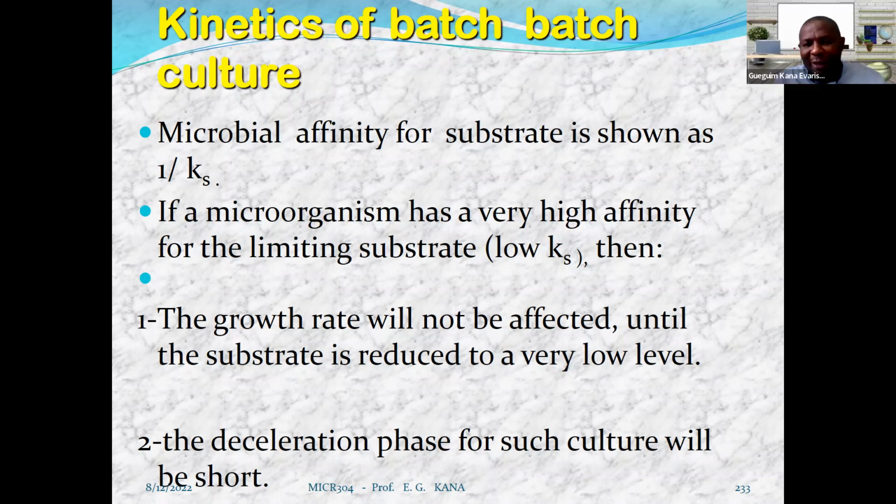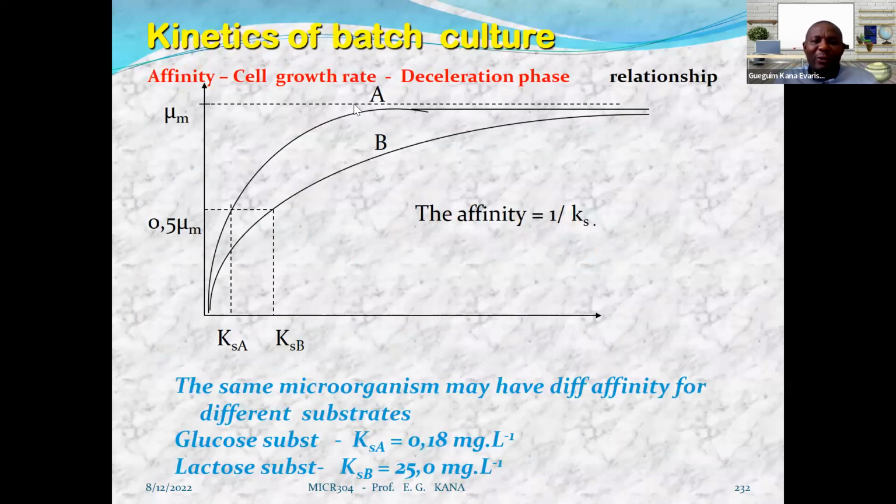Okay, let's go back to the graph again. Why will the deceleration phase be short when it has high affinity? Let's go back to the graph. Right. This is our graph. Let's take the case of glucose that shows high affinity. Now, keep in mind, we obtain this graph based on this Monod equation that we're able to make this observation. The Monod equation was obtained in the previous slide by plotting the substrate concentration against specific growth rate. Okay, and we have this shape of graph.